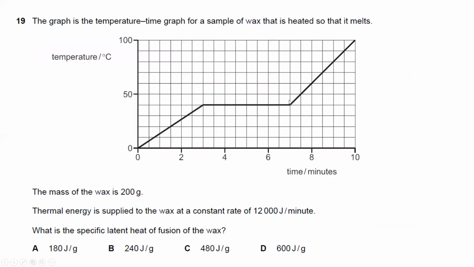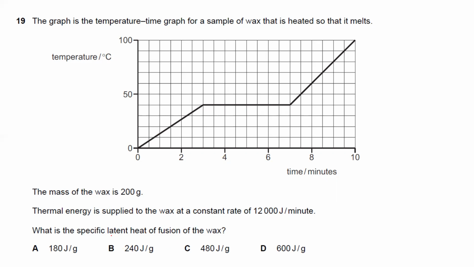Next question. Question number 19. It says the graph is the temperature time graph of a sample of wax that is heated so that it melts. The mass of the wax is 200 grams. The thermal energy supplied to wax at constant rate of 12,000 joules per minute. What is the specific latent heat of fusion?